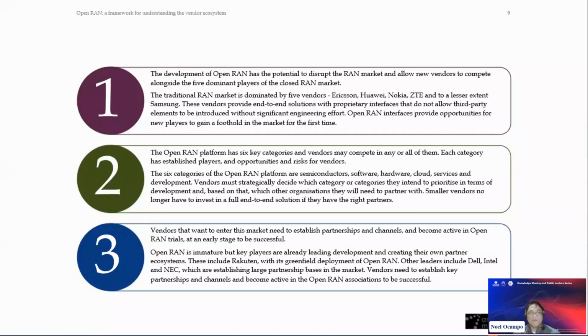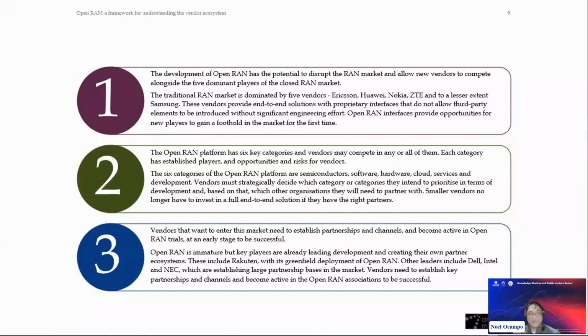The next item that we have covered is, of course, the 6 categories, or what Allison Mason calls a taxonomy of the value chain. And as we have said, semiconductors, software, hardware, cloud services, and development would be those 6 categories that would be really important for us to monitor and for vendors to compete on.